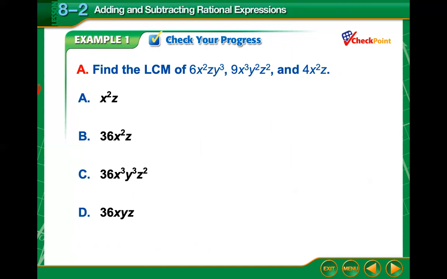All right, you should get C. 36 is the smallest number that they will all multiply into. And again, for the least common multiple, you always just take the highest exponent. The highest exponent for x is 3, y is 3, and z is 2.